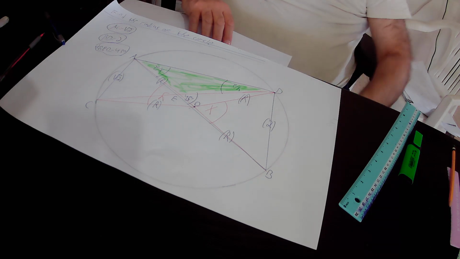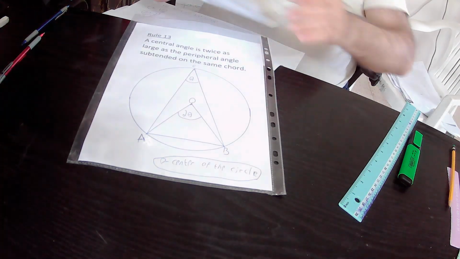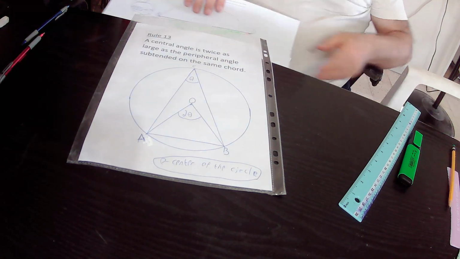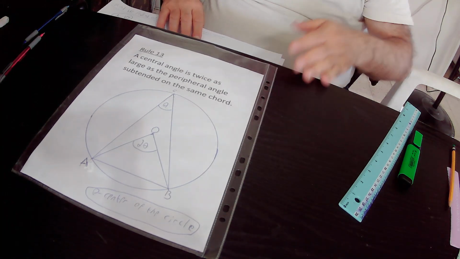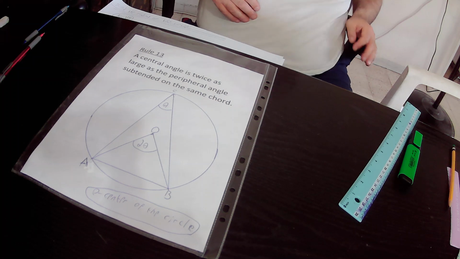So now we can implement here Rule 13. I'll repeat quickly Rule 13. According to Rule 13, the central angle is twice as large as the peripheral angle subtended on the same chord.